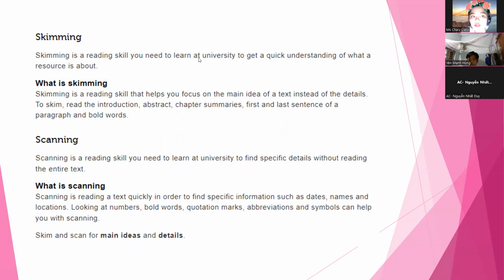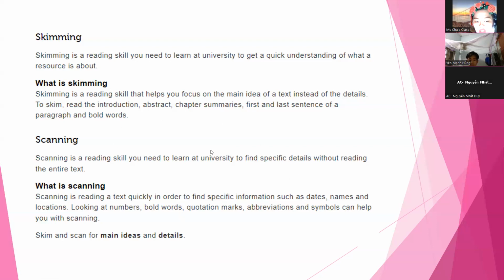I told you to differentiate the difference between skimming and scanning. All right, these are reading techniques, right? So, by definition, we say that skimming is a reading skill you need to learn at university to get a quick understanding of what the resource is about, while scanning is a reading skill you need to learn at university to find specific details without reading the entire text.